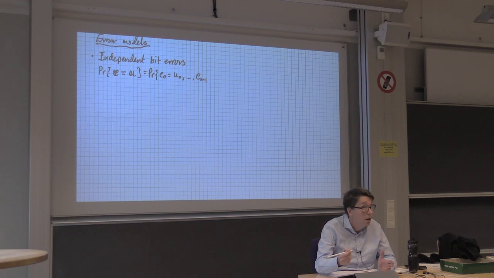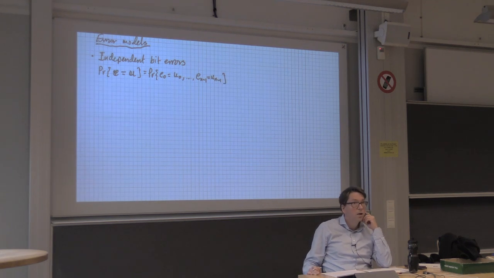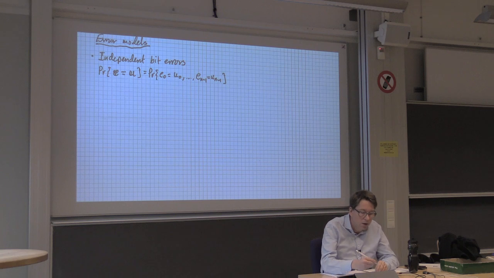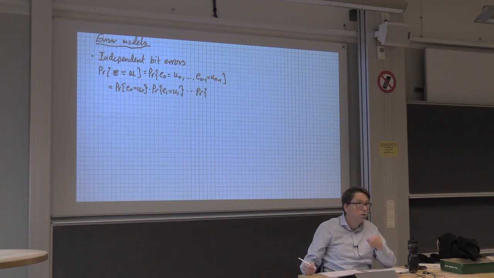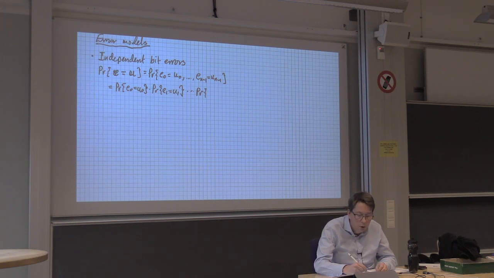We have n bits in E and n bits in U. And since we start numbering from 0, the last one is En minus 1, that is equal to Un minus 1. So we're interested in calculating this probability. And if we have independent bit errors, then we can write this as the product of the individual bit events. So it's the probability that E0 is equal to U0 multiplied with the probability that E1 is equal to U1. And then we keep on multiplying factors of this nature. And the last factor is then the probability that En minus 1 is equal to Un minus 1.